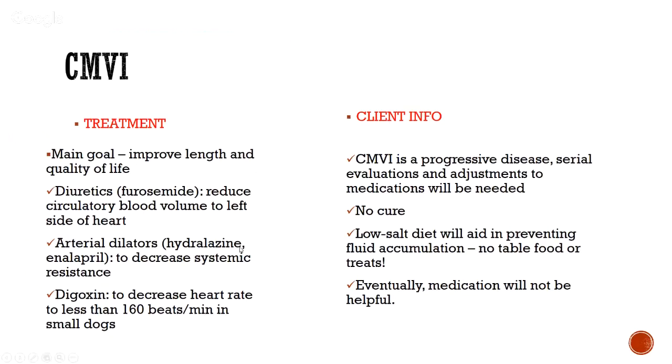So, treatment for chronic mitral valve insufficiency. The main goal is to improve length and quality of life. So we want to use diuretics, furosemide or Lasix, to reduce the circulatory blood volume to the left side of the heart. We can use arterial dilators like hydralazine or enalapril to decrease the systemic resistance and increase the vessel size so it doesn't have to push so hard to get blood through those larger vessels.